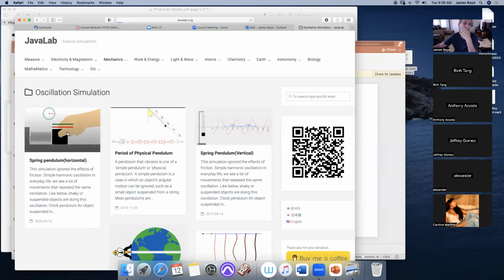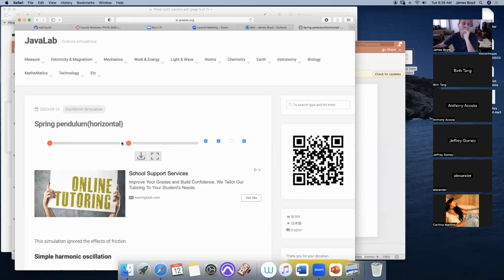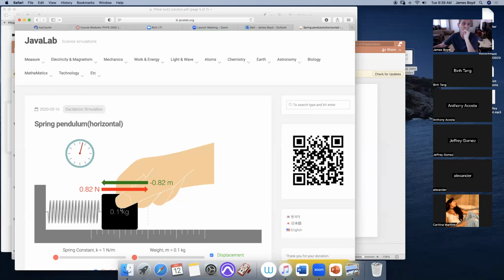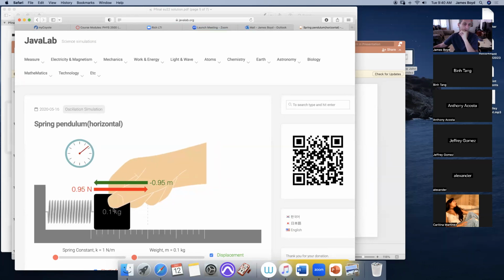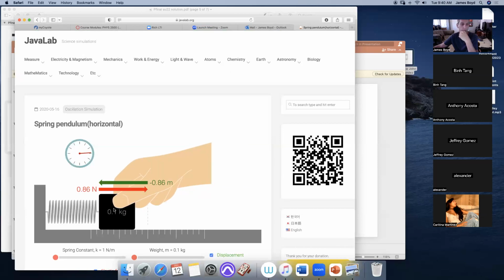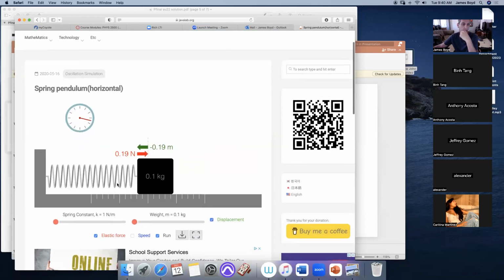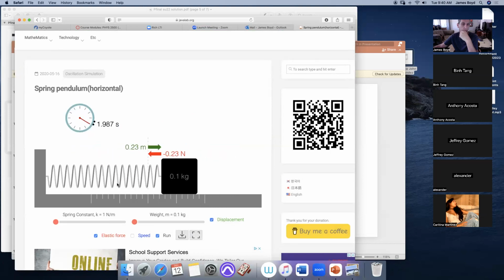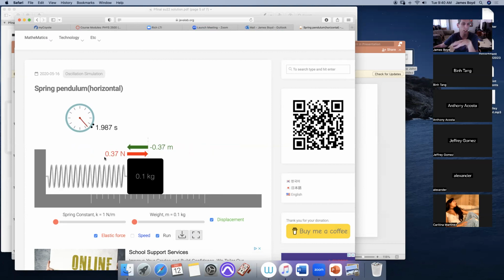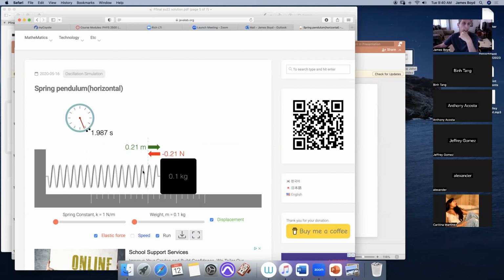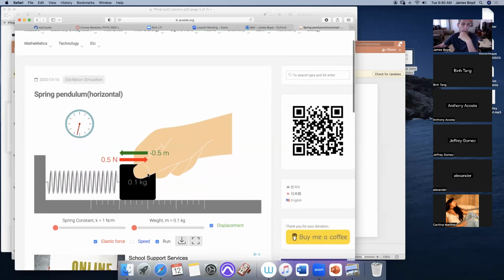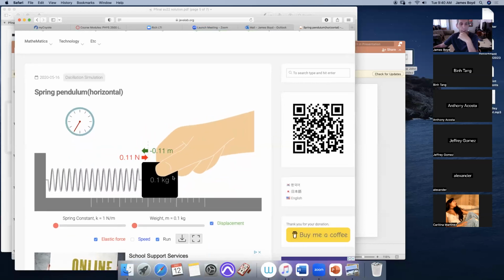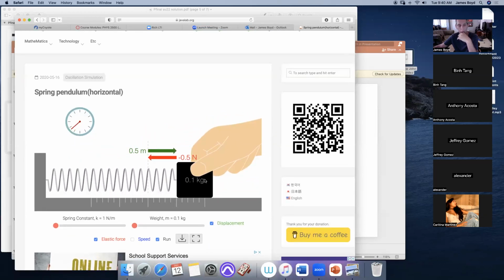I don't know if this will let me, but if I were to push this in, say, 1 meter, when I let this thing go, it's going to slide back and forth between 1 meter and negative 1 meter. Don't worry about the force on it. If I pushed it in, say, 0.5, it's going to go back and forth between 0.5 and negative 0.5. If I pull it out 0.5, it's going to go back and forth between 0.5 and negative 0.5.